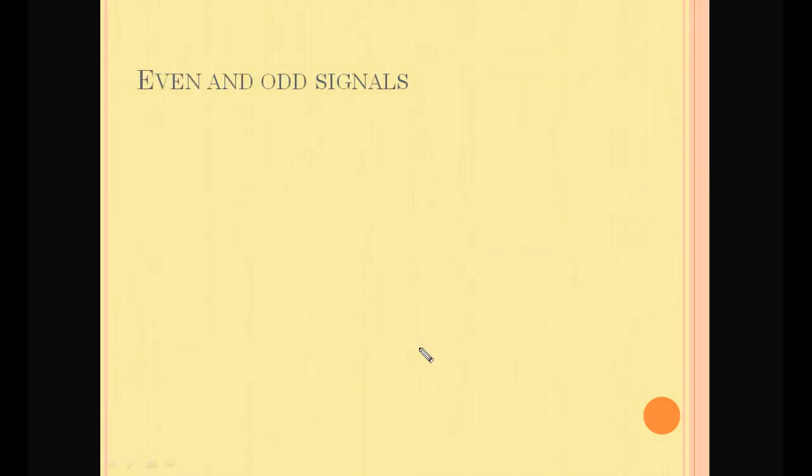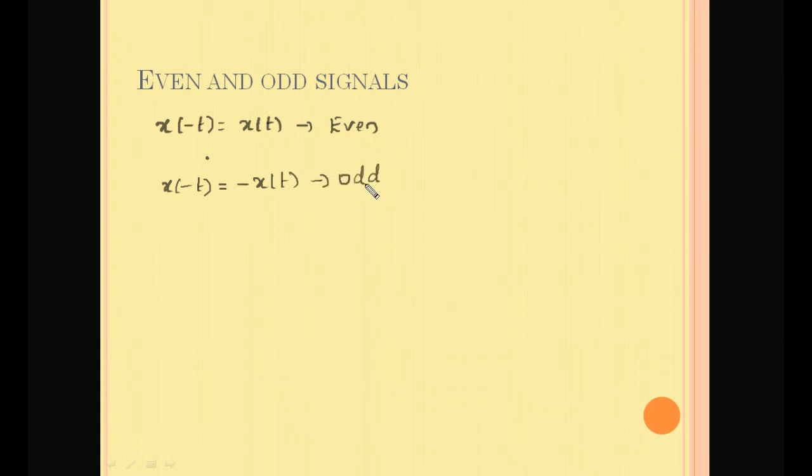First one, even and odd signals. Signals which are symmetrical about the origin are called even signals. Mathematically, if x of minus t is equal to x of t, then it is called an even signal. Whereas the signals which are anti-symmetric are known as odd signals. Mathematically we represent it as x of minus t is equal to minus x of t. Such type of signals are called odd signals.